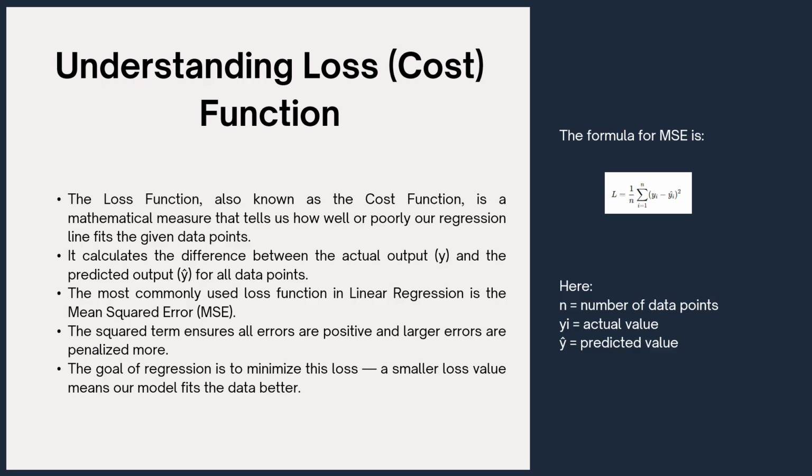The most commonly used loss function in linear regression is the mean squared error, that is MSE. The squared term ensures all errors are positive and large errors are penalized more. Our aim is simple: minimize the loss. A smaller loss means our model fits better. This is the formula of MSE. Here, n is the number of data points, y is the actual value, and y cap is the predicted value.